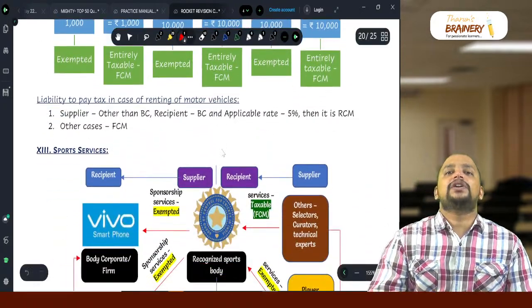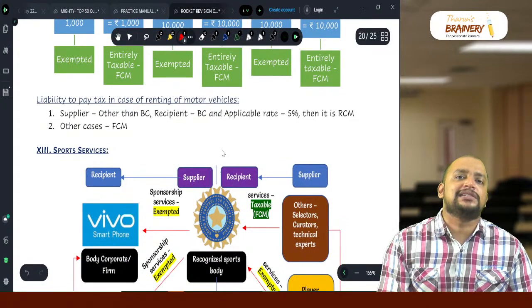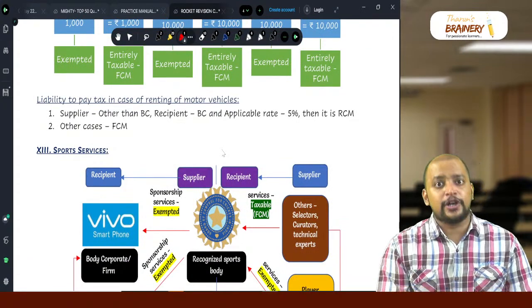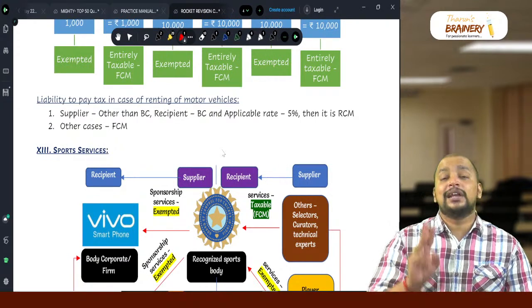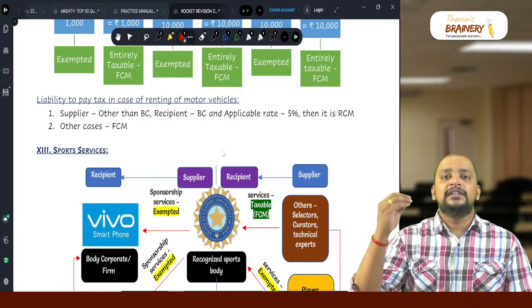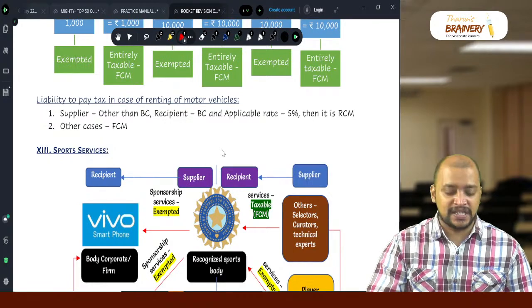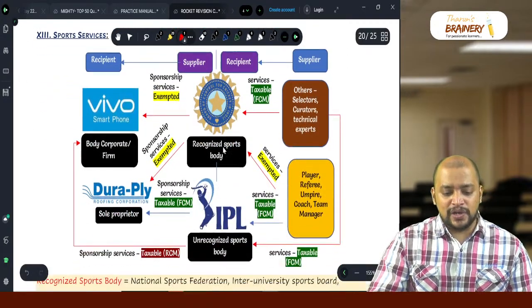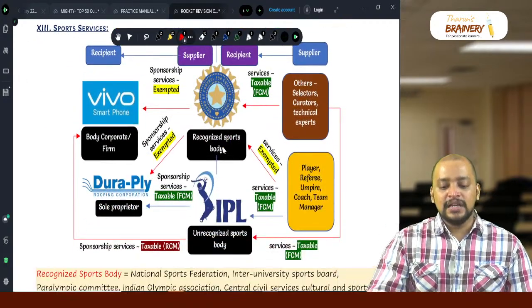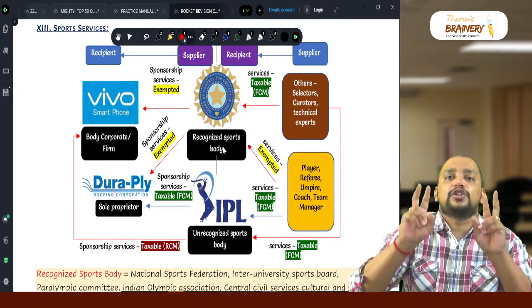Then in case of motor vehicles, who will pay GST? Three conditions. If the supplier is other than body corporate, if the recipient is body corporate, and the rate of GST is 5%, then it is RCM, otherwise it will be FCM. Then look into the next one, sports related services. In case of sports related services, there are two exemptions.